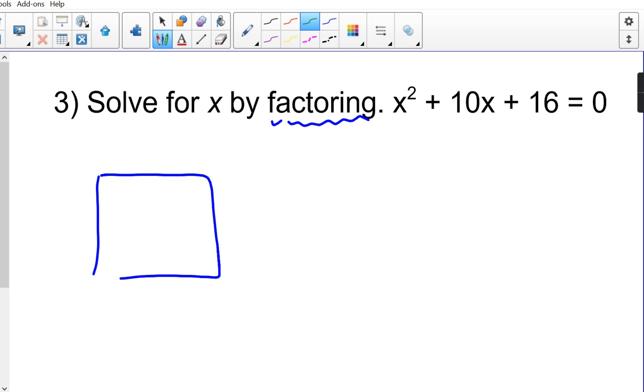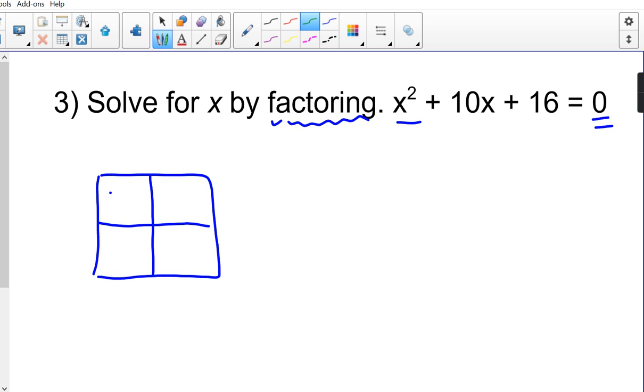Before you start factoring, you always check that the equation is equal to 0. In this case, it is, right? Because, again, the only reason that it works to solve by factoring is because of our zero product rule. So if we're not multiplying two things to equal 0, it doesn't help us. Okay, but it's equal to 0, so now let's start factoring.